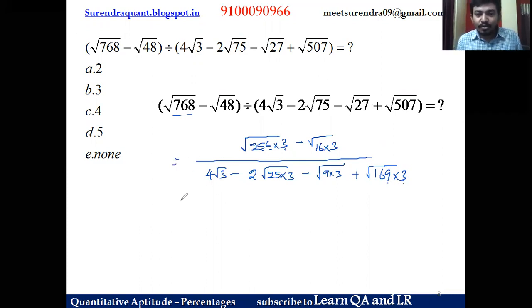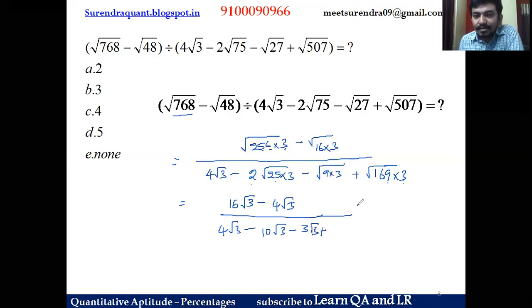Now, root 3, okay, let's talk about root 256 is 16. 16 square is 256, right? Square root gets cancelled, 16 root 3. Root 16 is 4, so 4 root 3, minus root 25 is 5. So 5 into 2, 10 root 3, minus root 9 is 3. This is 3 root 3, plus root 169 is 13. So 13 times root 3.